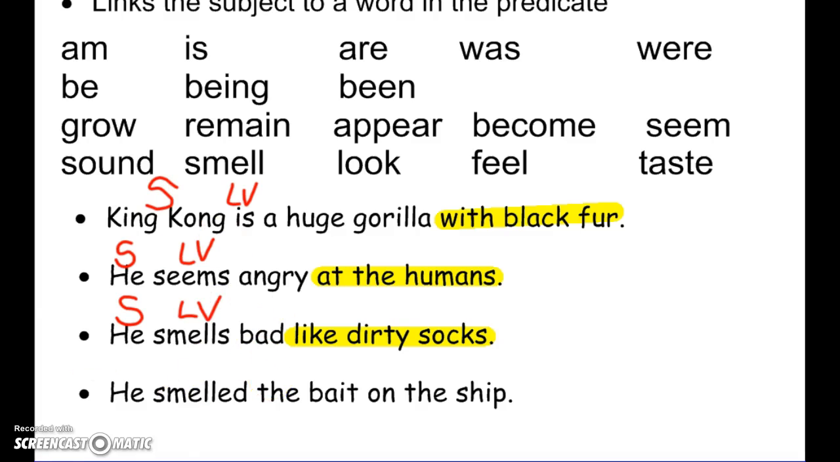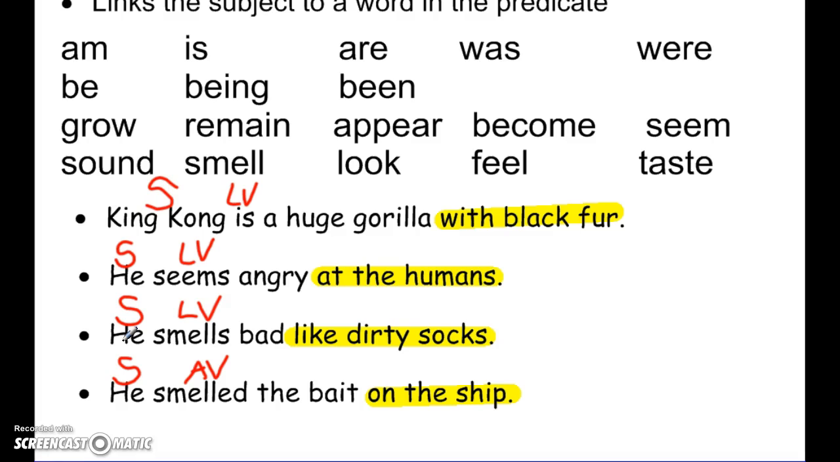And then the last one, he smelled the bait on the ship. Look first for my prepositional phrase, and I found on the ship. And I see he smelled the bait, so I look for my subject. It's he again. And I see the verb smelled. I want to stop and think, is smelled used as an action or a linking verb? The difference between an action and a linking verb: if it's him doing the action of smelling something, he used his nose and he sniffed and he did the action to smell the bait, that's an action. Here, the way it's being used, it's describing how he smells.